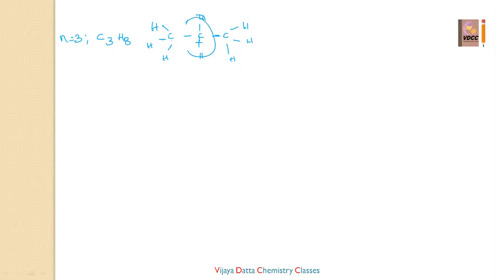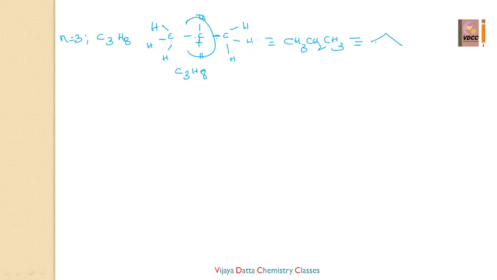Now check the formula: C3, and 1, 2, 3, 4, 5, 6, 7, 8 hydrogens. The C3H8 formula is fulfilled. It is the complete structure. If you want to write its condensed structure, you can simply write CH3, CH2, CH3. Otherwise, if you want to write the bond line structure, you simply write like this.